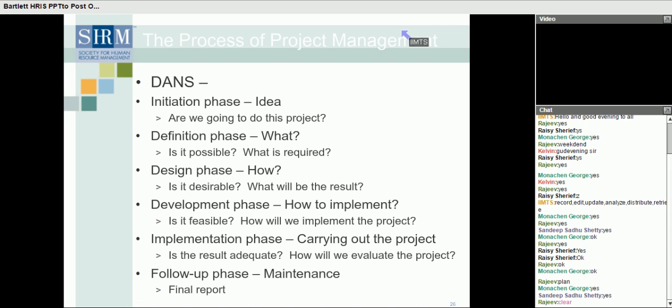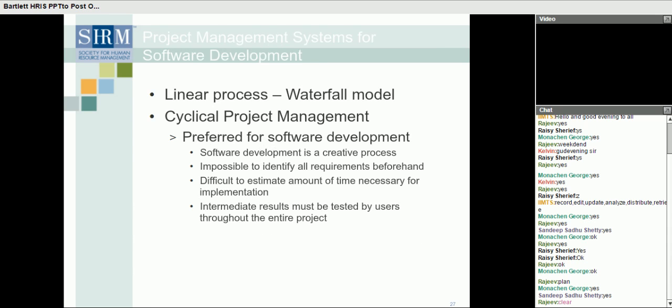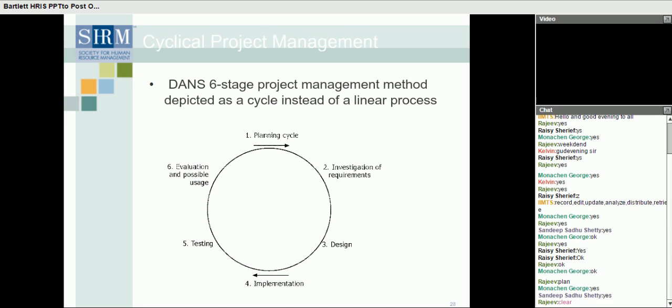So these are some of the processes which are being followed: initiation phase, definition phase, design phase, development phase, implementation phase, and follow-up phase. Then what is the linear process of waterfall model? Cyclical project management. So software development is a creative process, impossible to identify all requirements beforehand, difficult to estimate amount of time necessary for implementation. Intermediate results must be tested by users throughout the entire project.